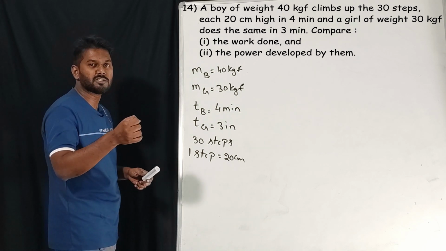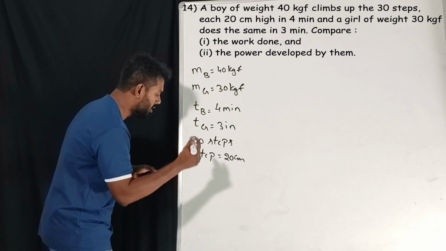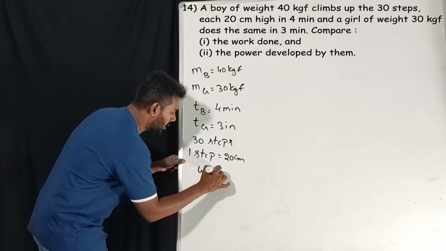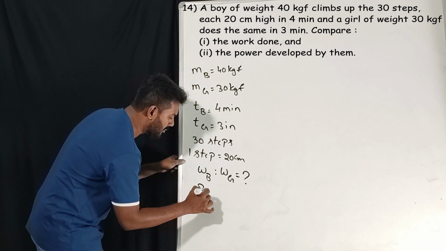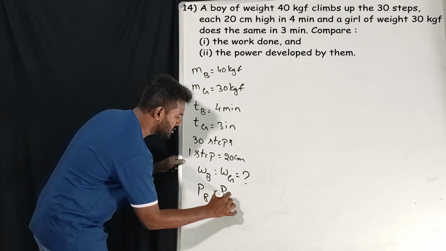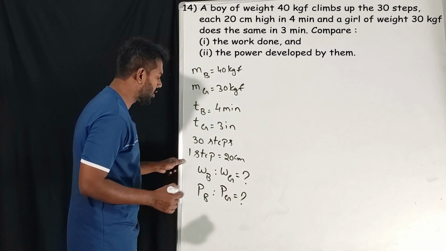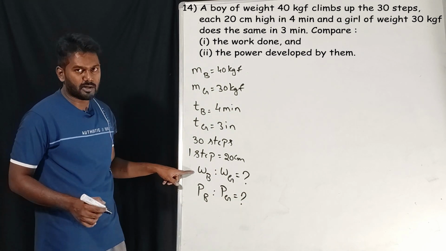We have to compare the work done and power, correct? What do you mean by comparison? That is in the form of ratio. So work done by the boy is to work done by the girl. We have to find power spent by the boy is to power spent by the girl. We have to find. Okay, first we have to find the work done, correct?